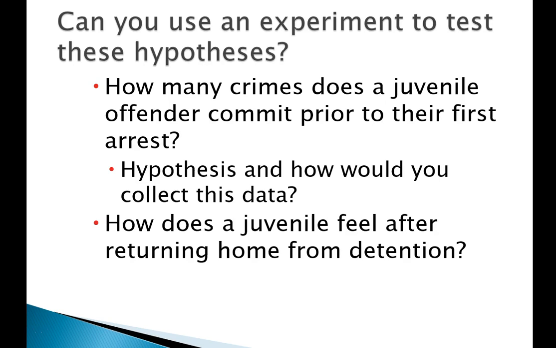So now we're going to look at those hypotheses and questions that we had earlier in the slides, to see if you can use an experimental design to test these hypotheses. So we have, how many crimes does a juvenile offender commit prior to their first arrest? Remember we said something, a juvenile is more likely to have committed 10 crimes prior to their first arrest. And the next one, how does the juvenile feel after returning home? Juveniles more likely to feel depression after returning home.